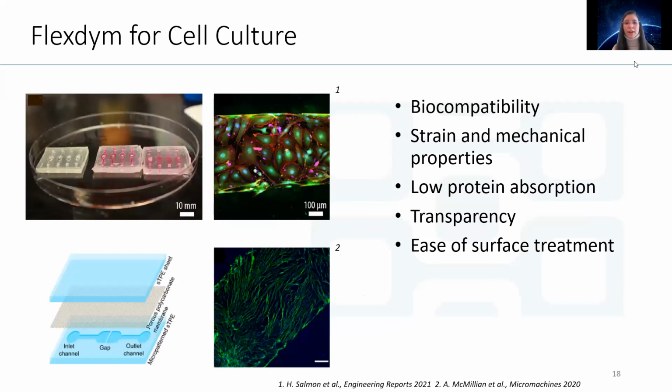So talking about that, specifically for the cell culture applications, what essentially is needed in terms of the material that is used is that it is biocompatible. It can withstand strain and mechanical stresses that are physiologically relevant. It has low protein absorption. It displays optical transparency, and the surface treatment is easy to implement.